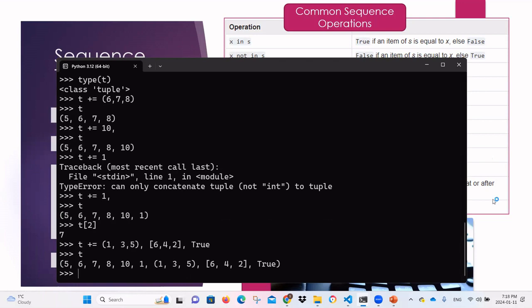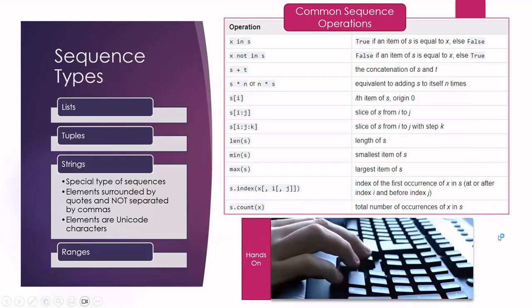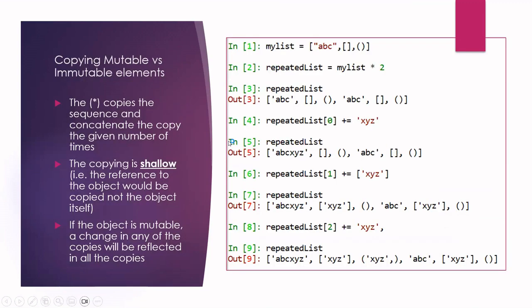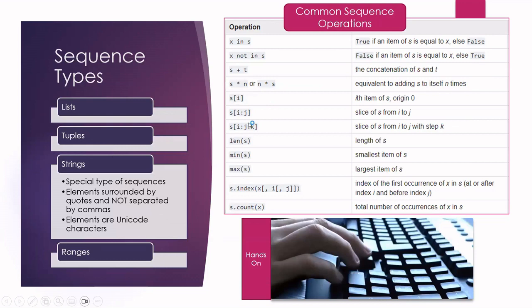A string is pretty similar in terms of accessing the elements using the index, and all these operations still apply to it. The only difference is that it's not exactly a sequence. I mean, it is a sequence with a special nature.